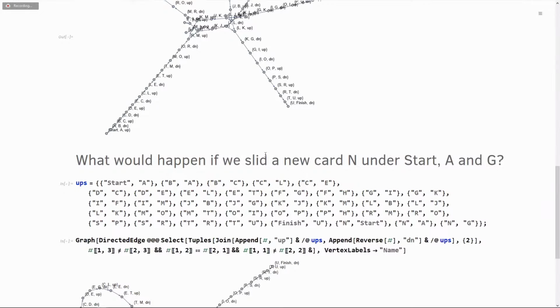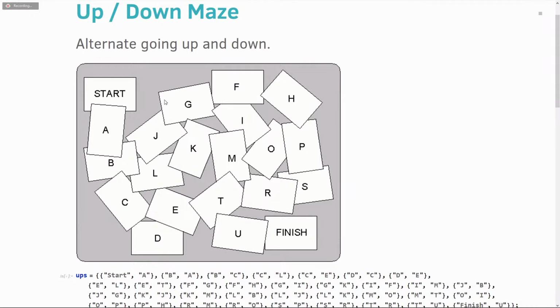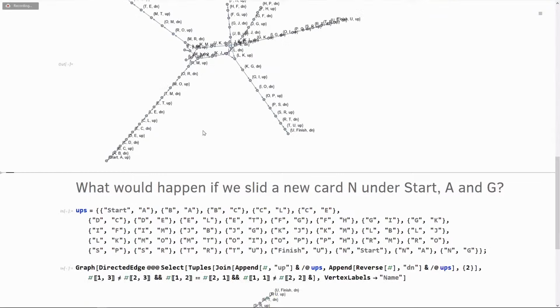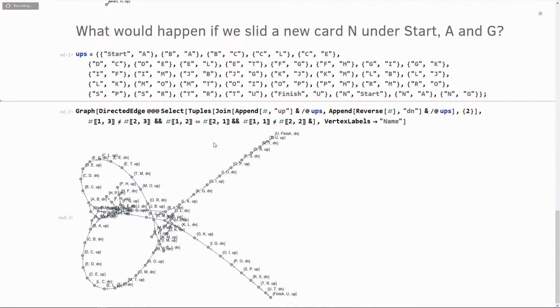However, now that we've coded this up, it's possible to tweak the maze to make it more difficult. So up here, imagine putting a card in under this region. What might happen? We're going to be placing it under start A and G. That makes a new list of ups, and when we rebuild the graph, we get this more complicated object.